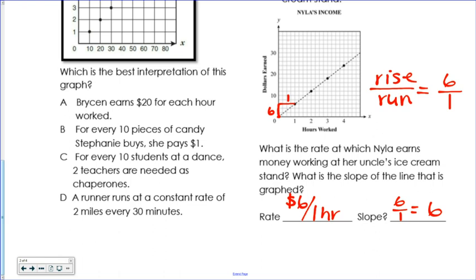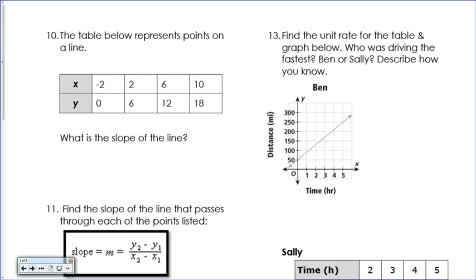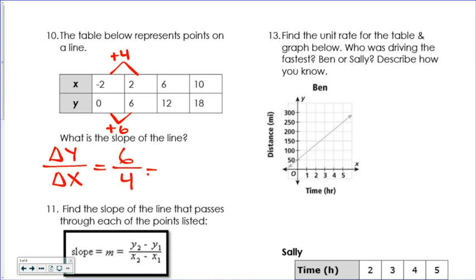All right, number 10. The table below represents points on a line. What is the slope of the line? So we're going to use our formula, change in y over change in x. Let's look. If I go from -2 to 2, I'm adding 4. And to get from 0 to 6, I'm adding 6. The change in y is 6. Change in x is 4, which simplifies to 3 over 2.